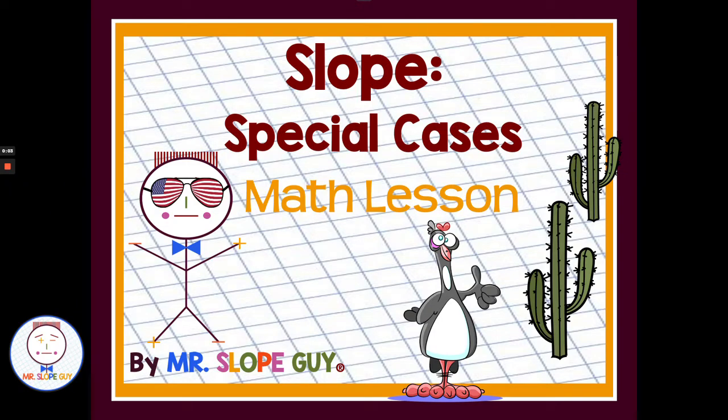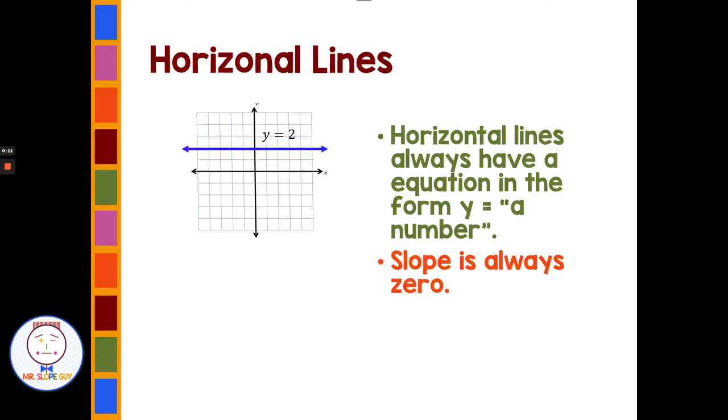Hello, today we're going to look at special cases within slope. There are a couple definitions, a couple pure things that happen all the time with slope. In our first case, we're going to talk about horizontal lines. Horizontal lines always have the equation y equals a number, like in this case, y equals 2, and the slope is always 0.